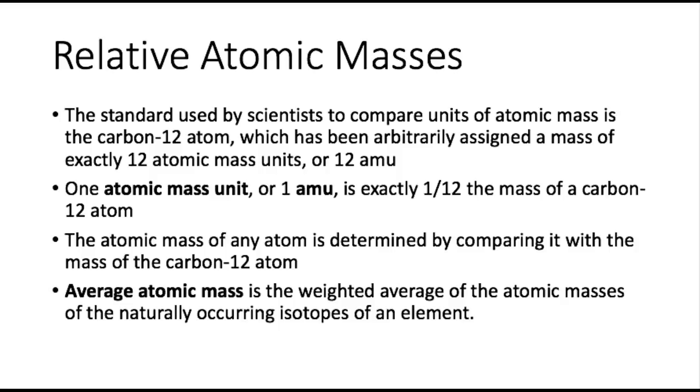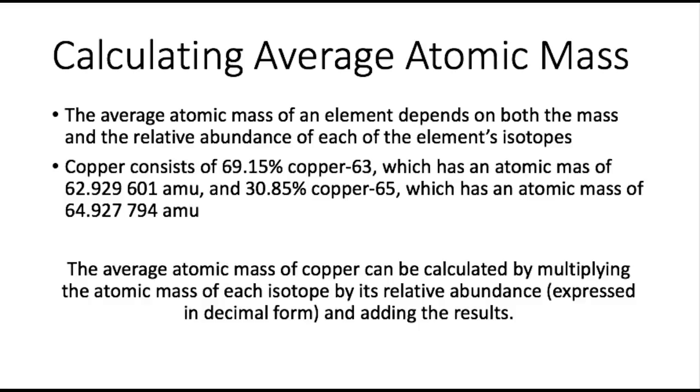So the average atomic mass is the weighted average of the atomic masses of the naturally occurring isotopes of an element. To calculate average atomic mass, you have to look at both the mass of the isotopes and the relative abundance of each of the element's isotopes. So for example, copper consists of 69.15% copper-63, so the isotope that has a mass of 63, and it has an actual atomic mass of 62.929601 AMU, and 30.85% copper-65, which has an atomic mass of 64.927794 AMU.